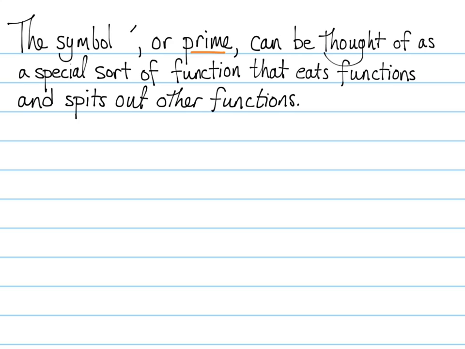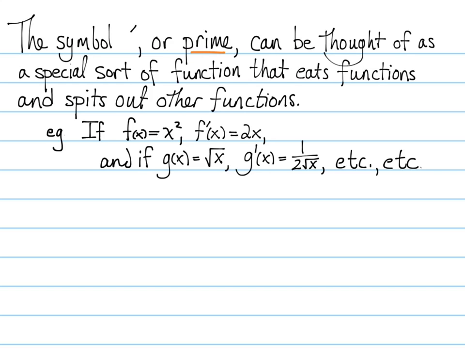So the symbol prime can be thought of as a special sort of function, right? When you write prime, what you're doing is you're taking the original function and instead spitting out the derivative. So for example, if f of x is x squared, what prime does is give you 2x. It eats x squared and spits out 2x. And if g of x is radical x, what prime does is it eats radical x and gives you 1 over 2 times radical x.